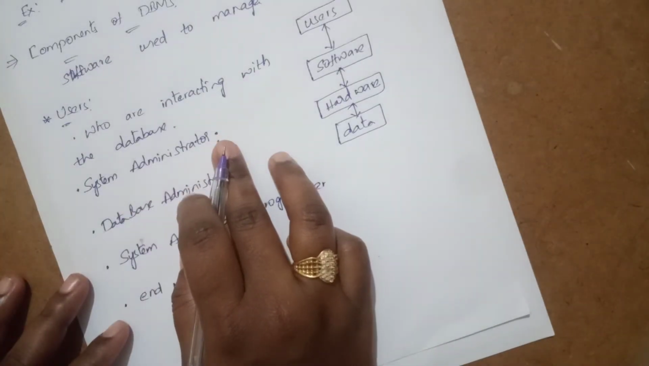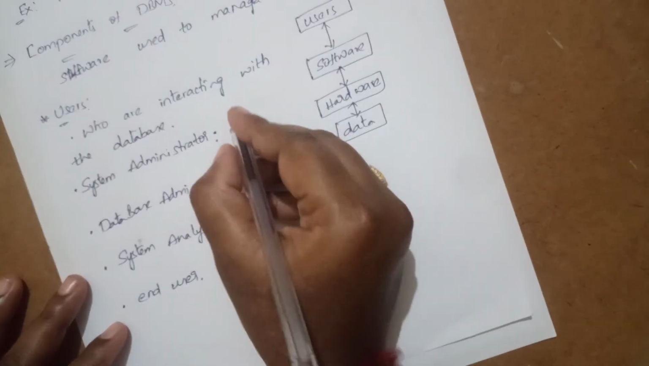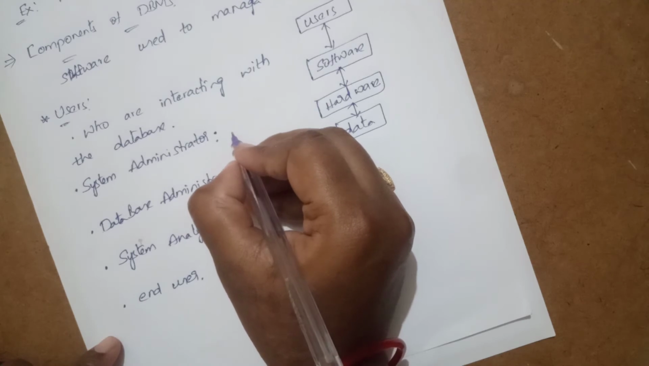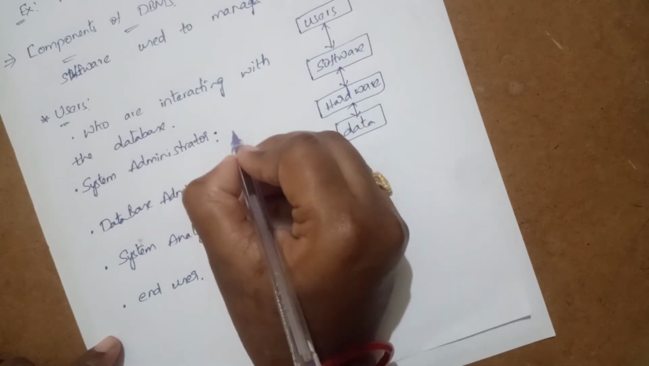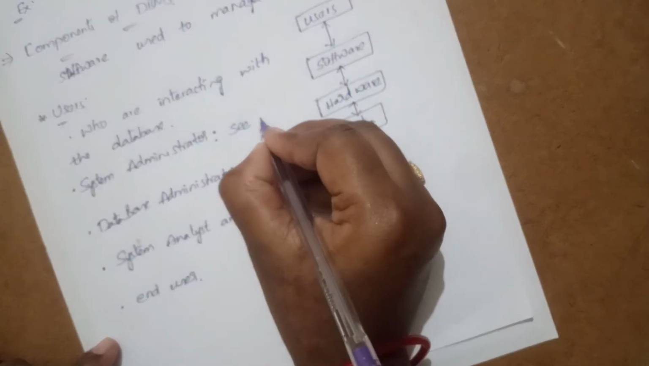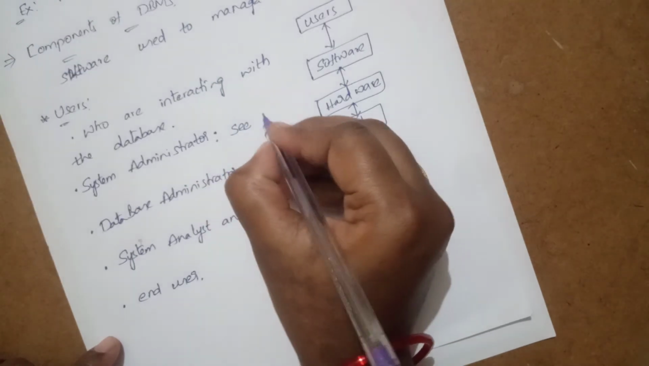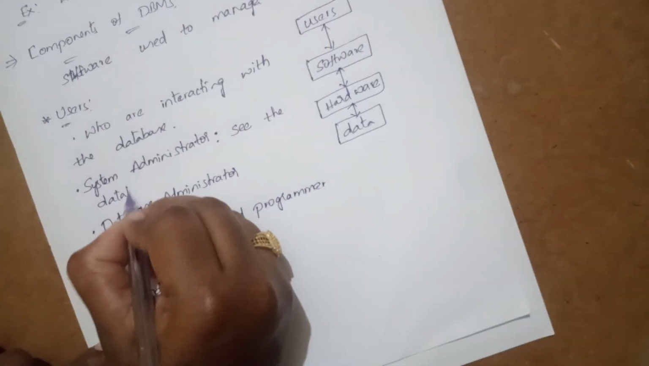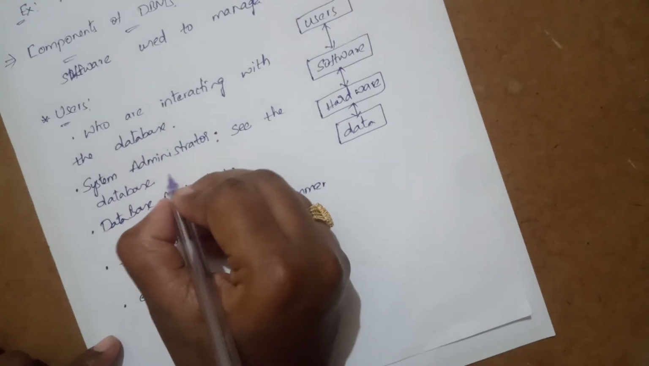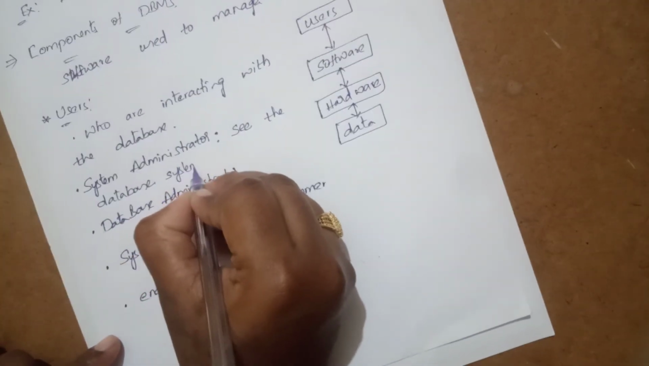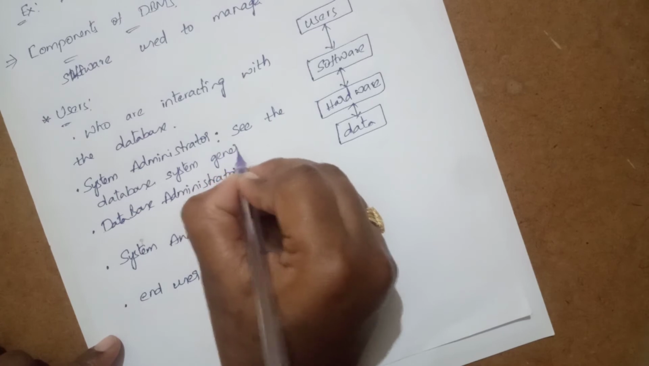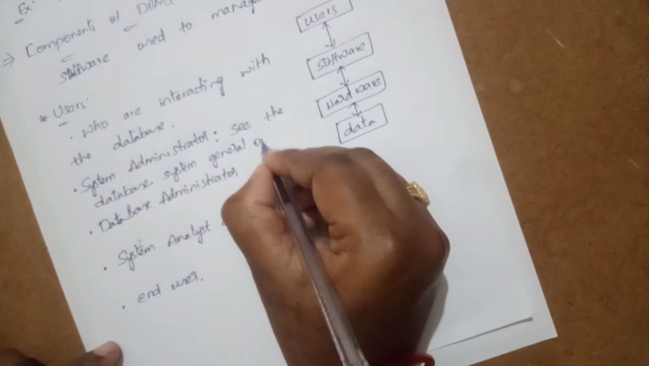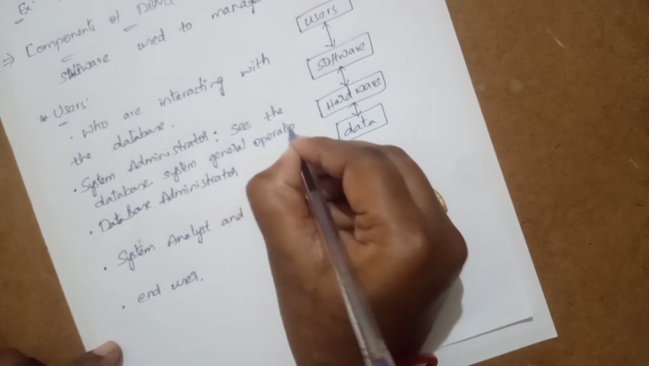So system administrator is nothing but the person who sees the database system general operations, who watches the database system general operations.